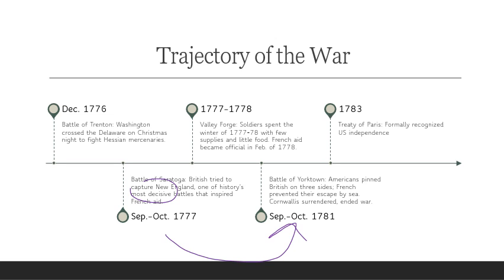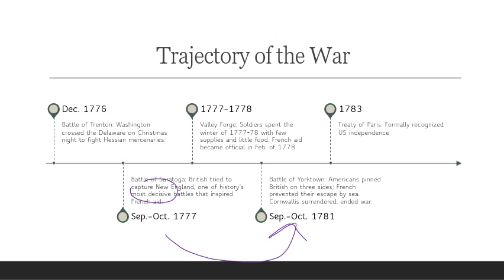Now, from 1777 to 1778, the winter, so towards the end of the year to the beginning of 1778, soldiers are going to spend their time at Valley Forge. Valley Forge is rough, you guys. This isn't technically a battle, but it's where they spend their winter. They have very, very few supplies, very little food. People are not doing well. Soldiers are starting to defect. Morale is at an all-time low.